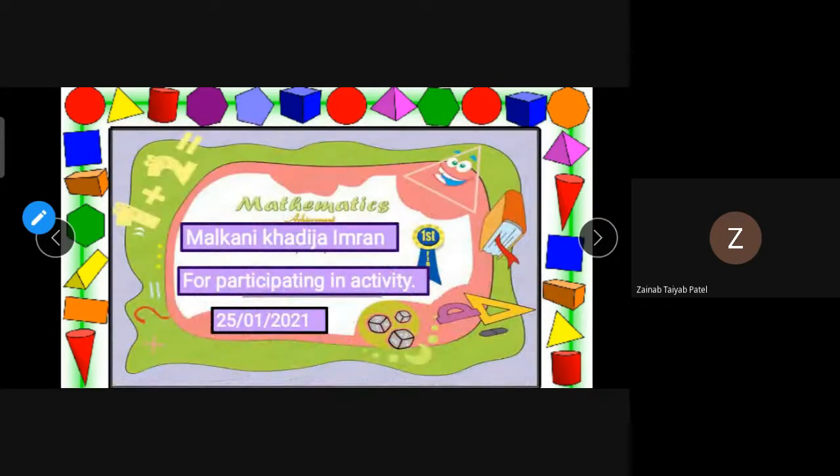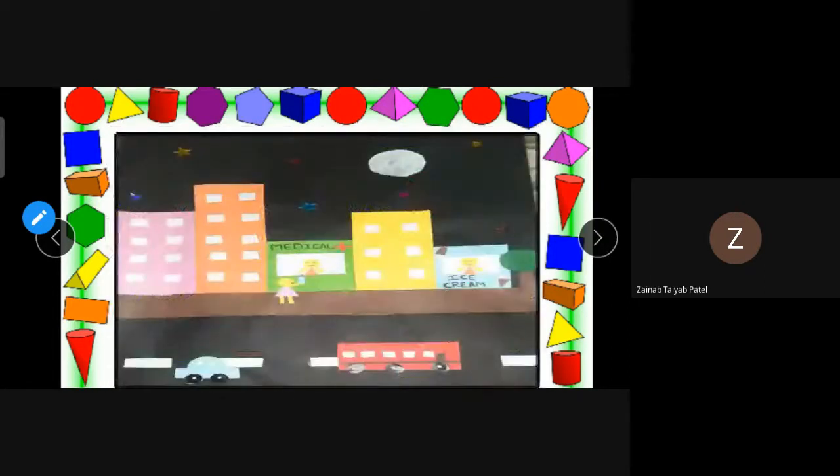And the next one is done by Khadija. She has not drawn, but she has used chart paper and craft paper. Maybe she has drawn on that one, and then she has cut and stuck this. You can also use craft paper, you can also stick like this.